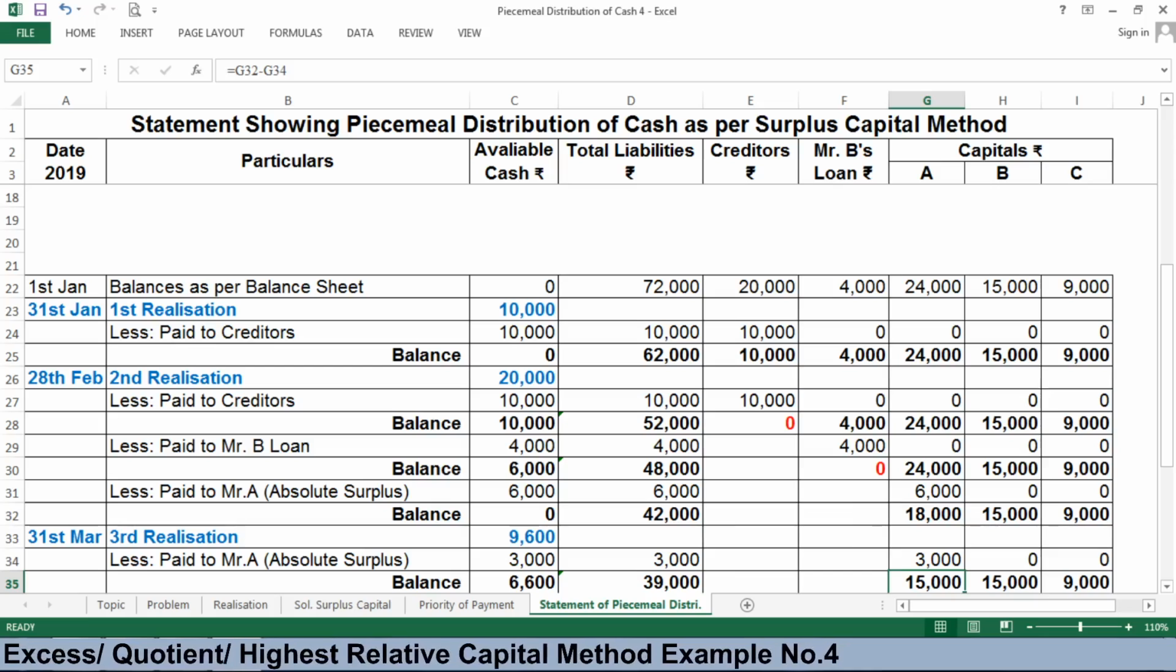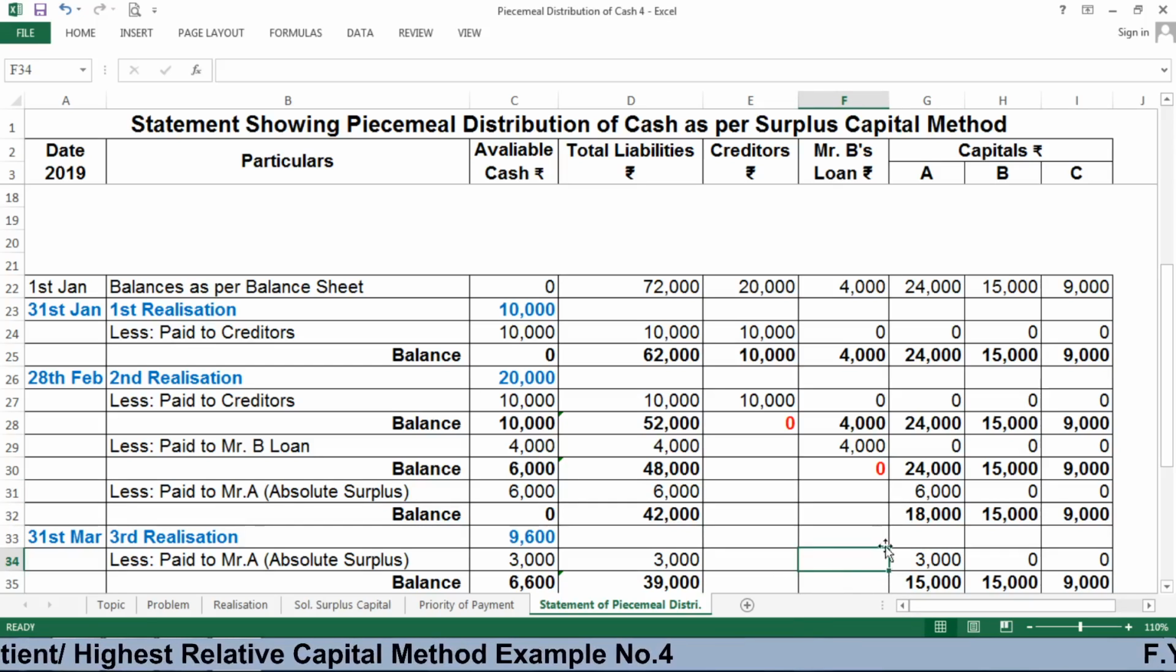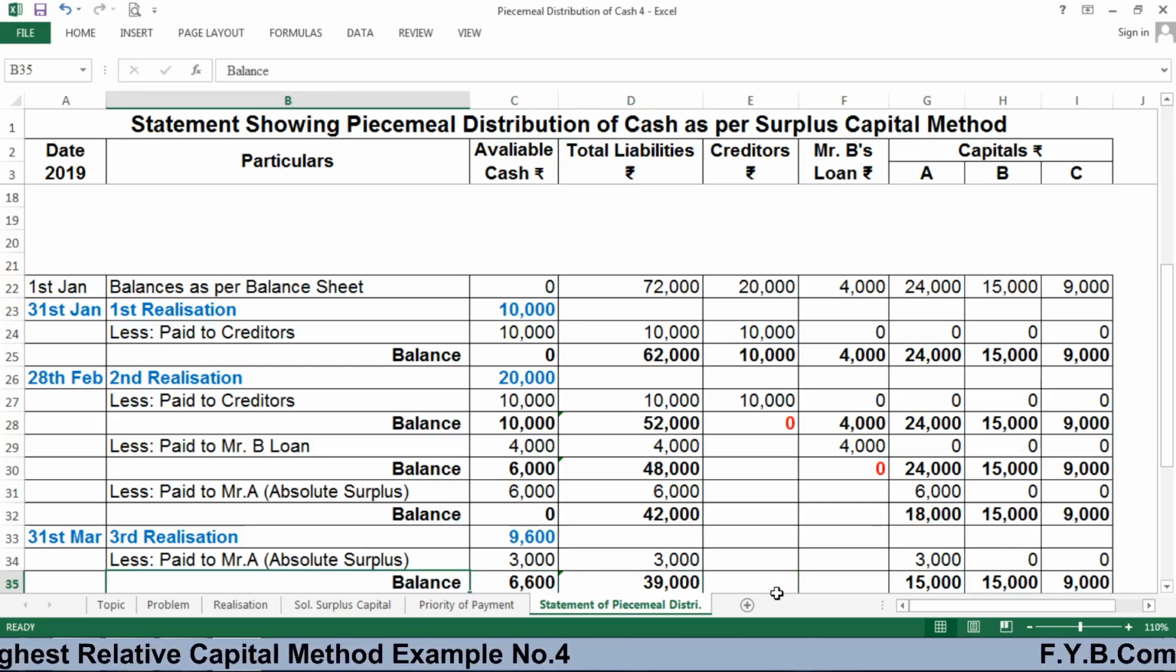Here we have a capital of Mr. A of 15,000 after the payment of absolute surplus, that is 6,000 in the earlier stage and 3,000 in this step. That means we have paid 9,000 rupees to Mr. A as absolute surplus capital. After that, Mr. A's balance of capital is rupees 15,000. Mr. B remains same and C remains same. So we have 6,600 cash.